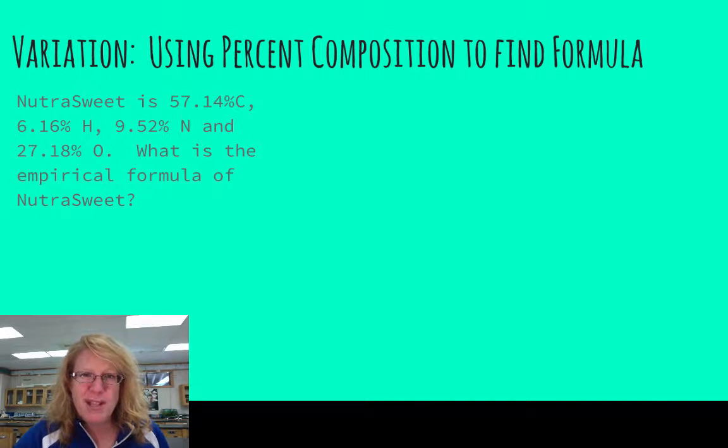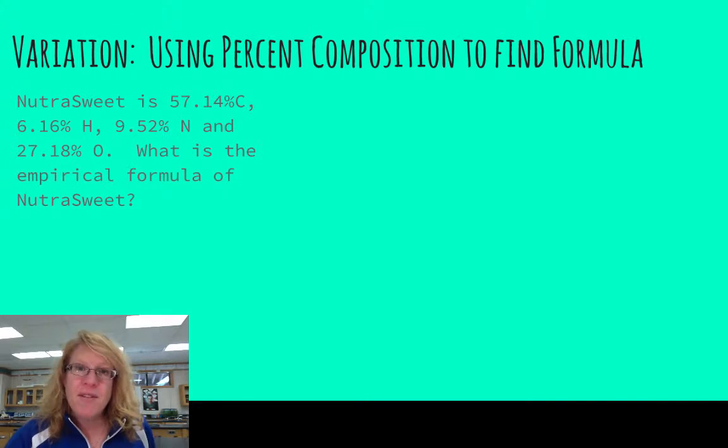So here's an example problem with NutraSweet, and this is actually real stuff. This is the artificial sweetener that we see all the time. Less common now. There are some other ones that are a little bit better, but it's out there. Aspartame is the other name for it, I believe. So anyway, if we have this sort of data, how can we convert from percent composition, 57.14% carbon, percent hydrogen, percent nitrogen, to empirical formulas?